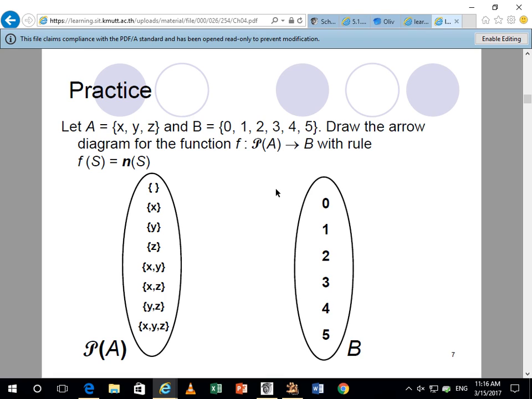Again, not difficult, right? Just have to understand what this says. And then you map it: just draw this to 0, this to 1, this to 1, this to 1, this to 2, 2, 2, and the last one to 3. And that's it. That's all you have to do. Again, not difficult. Everyone okay?